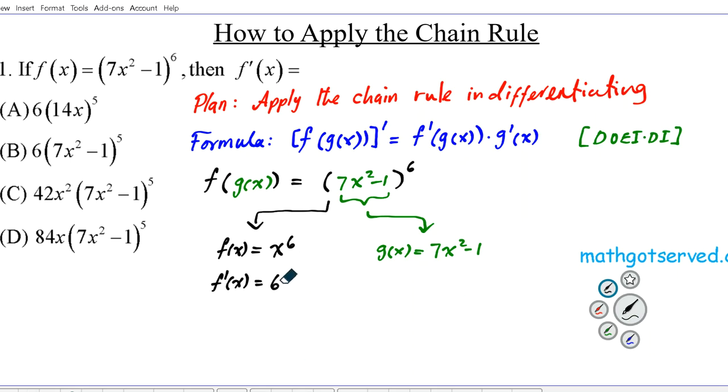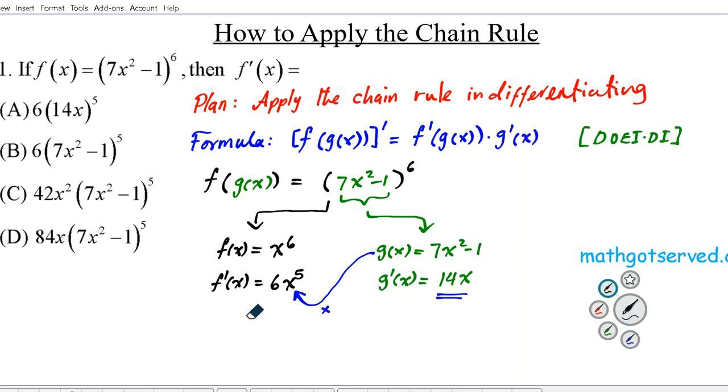And we're going to differentiate the inner function. So g prime of x, apply the power rule again. The first term is going to be 14x, and the derivative of 1 is 0. If we apply the differentiation formula, we have the derivative of the outer evaluated at the inner, so we take the inner function and plug it into the outer function and multiply that resulting composite function by the derivative of the inner.